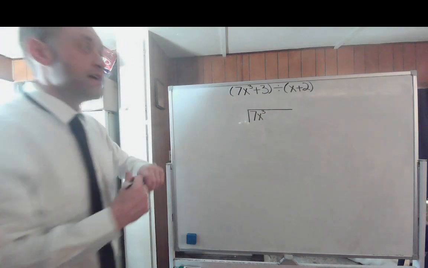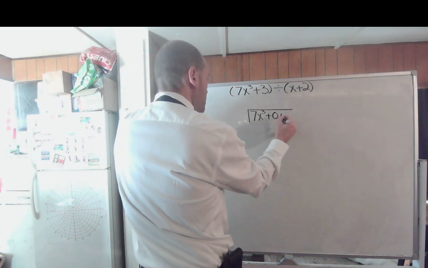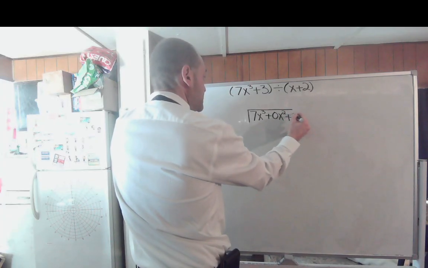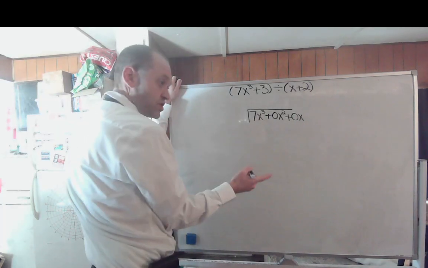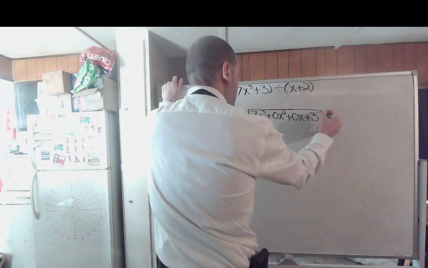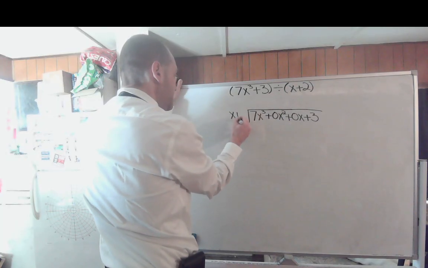So we don't have an x squared term. So you're actually going to want to write plus 0x squared plus 0x because you don't have an x to the first term, then plus 3. So we have all that now, and then you'll just have your x plus 2 in your divisor.